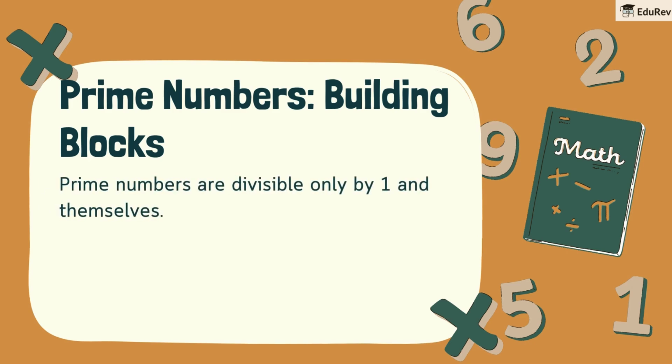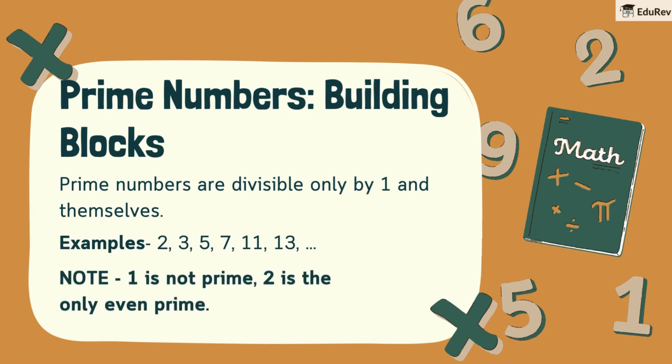Prime numbers are special because they are divisible only by 1 and themselves. Some examples of prime numbers include 2, 3, 5, 7, 11, and 13. It's important to note that 1 is not considered a prime number and 2 is the only even prime number.